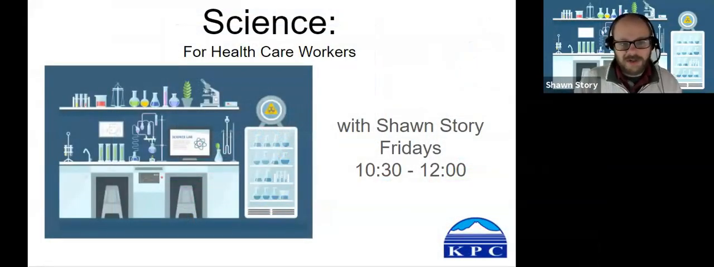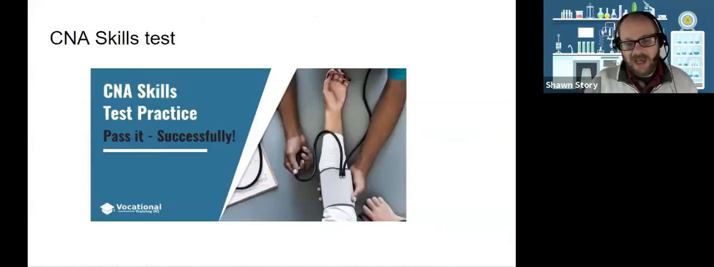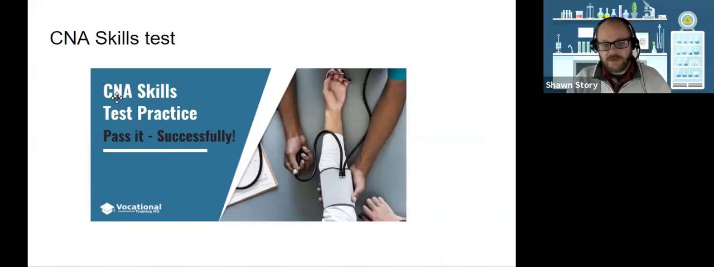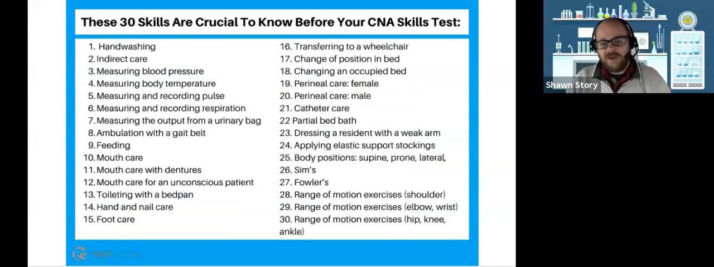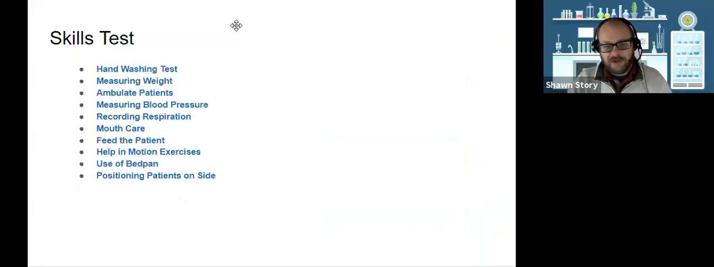Alright, welcome back to our next week of Science for Healthcare Workers. We're looking at the skills test. And last week we reviewed some of these initial skills and watched the videos for them. We looked at hand washing. We looked at measuring a patient's weight. We looked at ambulating a patient.